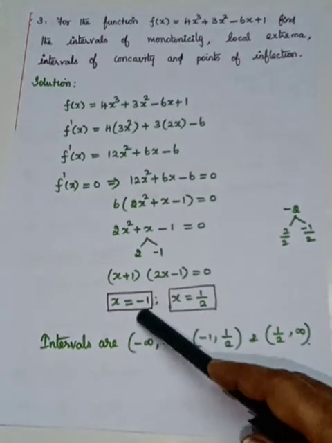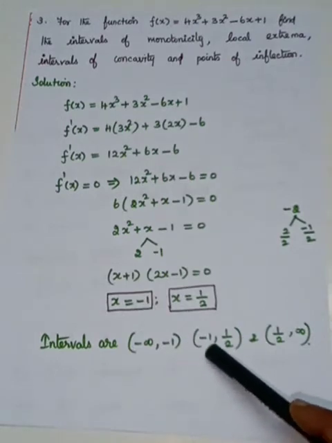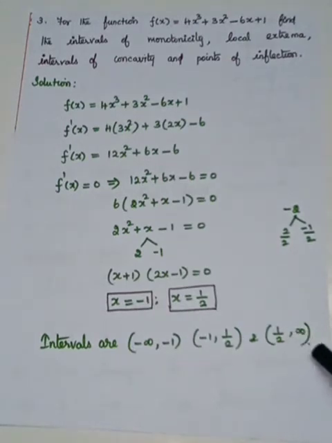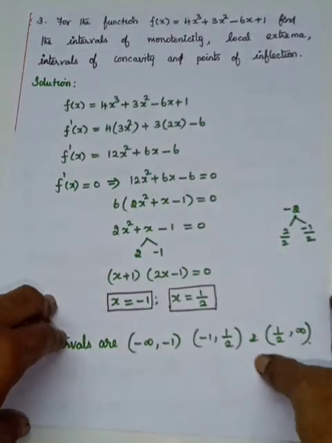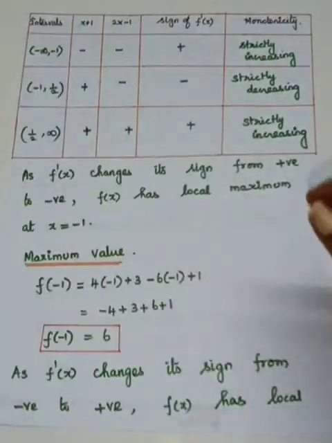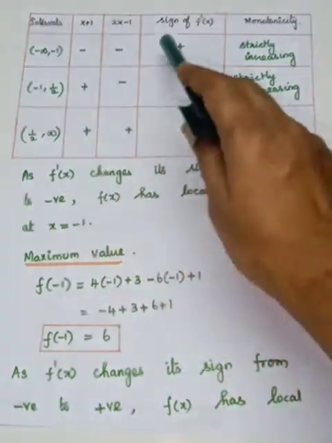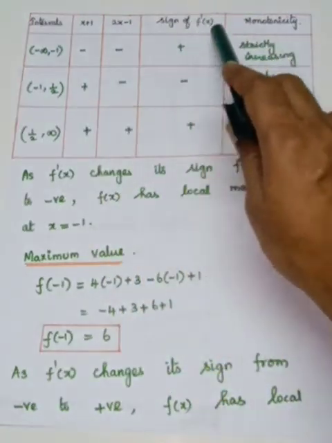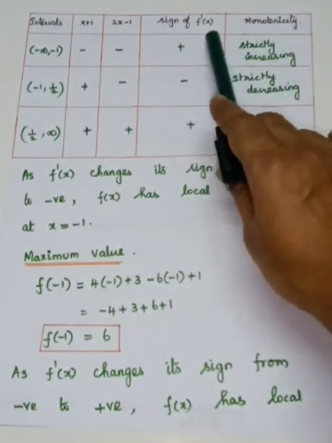So, minus infinity to minus 1, minus 1 to 1 by 2, and 1 by 2 to infinity. So, we framed the intervals. And what are you going to check? You are going to check the intervals of monotonicity. So, you have to use the first derivative. You have to make a tabular column, take the intervals, and check the sign of f dash of x, the first derivative.